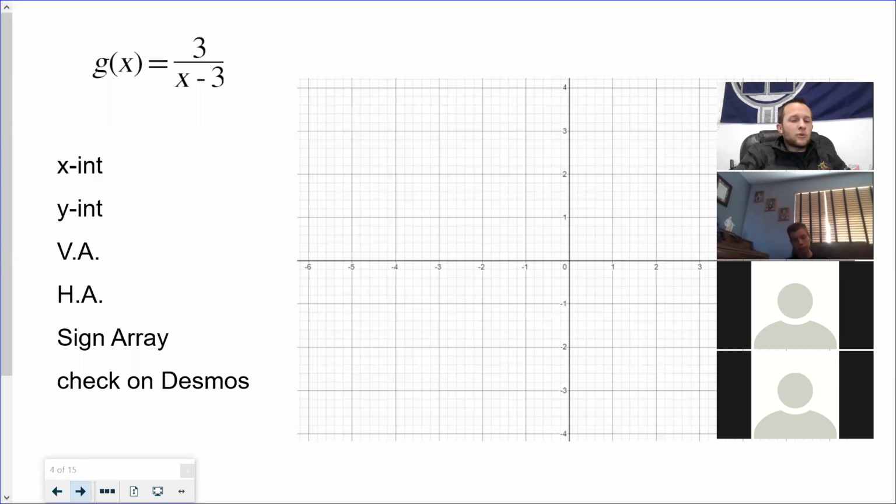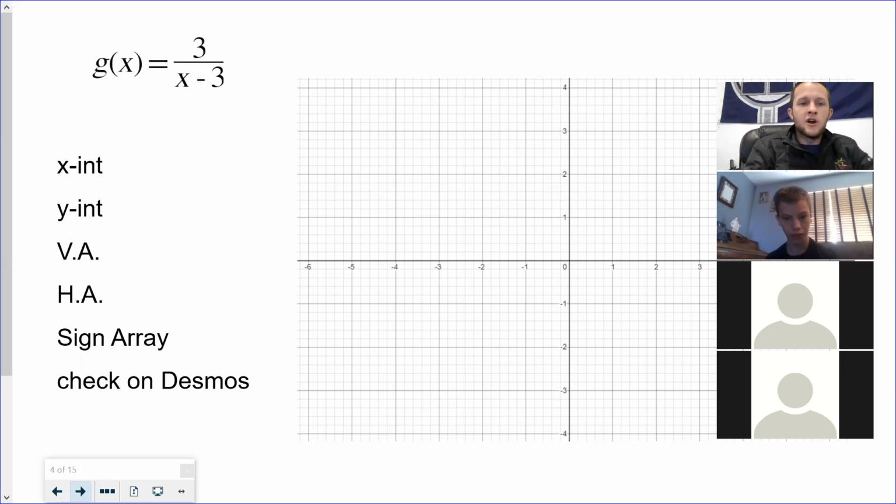All right, so let's start with this one. This is actually one that we broke down and found the components for last time, but now we're going to actually graph it. So we already did this one, so I'm going to go through it quickly since you've seen it before. When I'm looking at the x-intercept, I set the numerator equal to 0.